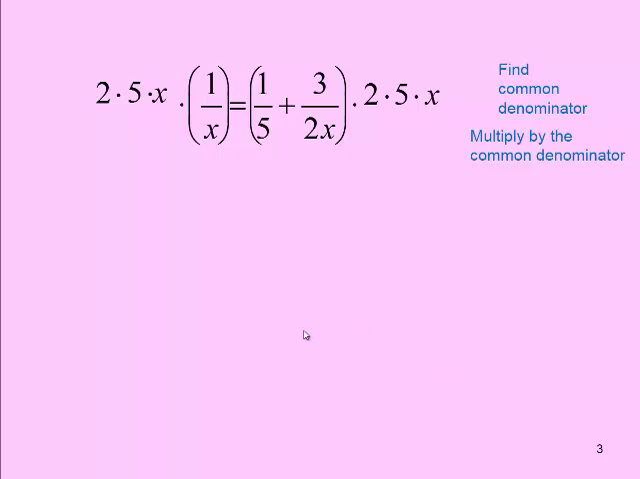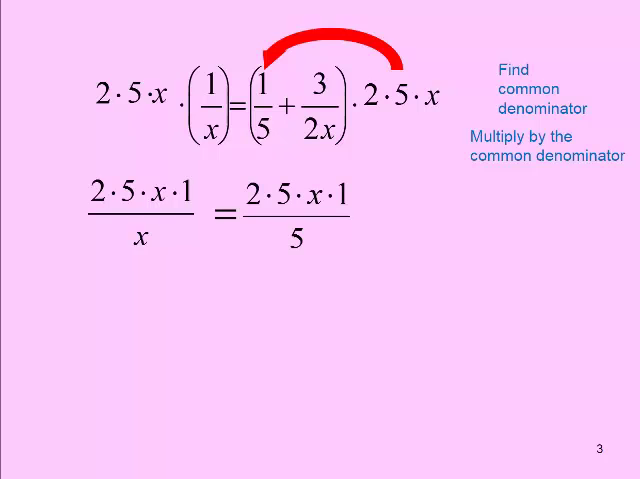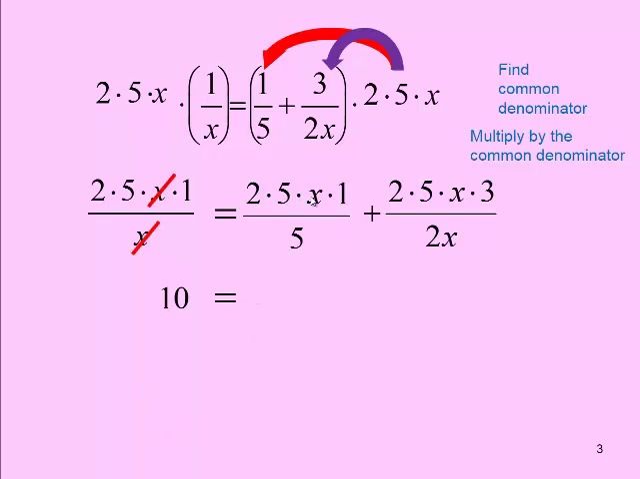So if we multiply both sides by that, on the left-hand side, when we multiply, it'll be 2 times 5 times x times 1. On the right-hand side, we have to use the distributive property. When we multiply 2 times 5 times x times 1, then 2 times 5 times x times 3, and then cancel things that will cancel. In the first one, we've got an x in the top and the bottom. That will cancel. In the second one, we've got a 5 in the top and the bottom. That will cancel. And in the third one, we've got a 2 and an x. That will cancel.